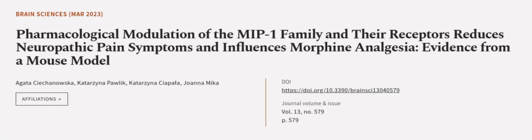This article was authored by Agata Ciechanowska, Katarzyna Pawlik, Katarzyna Ciapała, and others.